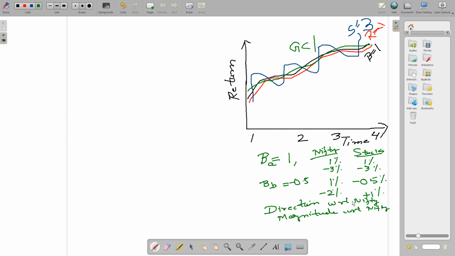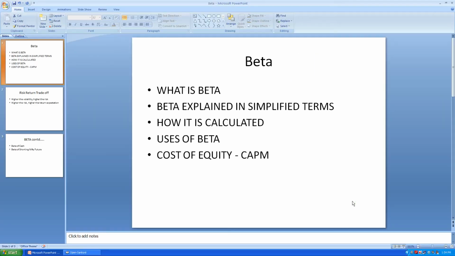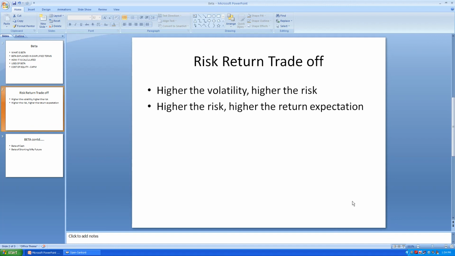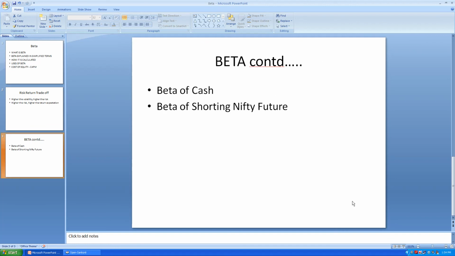Okay, now we'll take some quiz. What is the beta of cash? What needs to be done is that we need to predict the movement of cash with the movement of Nifty. Suppose the Nifty moves by 2% positive, does the cash lying in my portfolio move? No. Or take the reverse, if the Nifty crashes by 5%, my cash remains the same. So in this case, we will say that the beta of cash is 0.